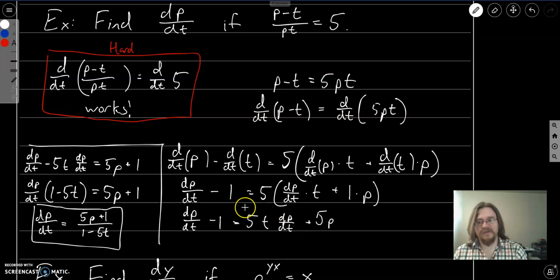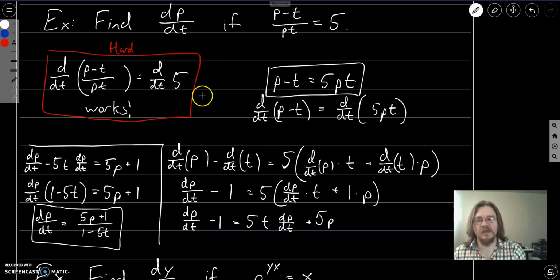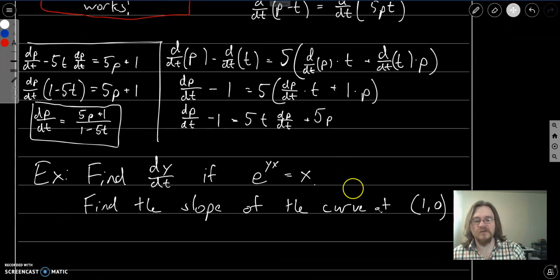So a little bit of algebra there at the end to try to solve for dp/dt, but ultimately, yeah, it's using implicit differentiation. We can even use a trick at the beginning to make it an easier derivative to take. But implicit differentiation, I would not consider hard if you're being careful.